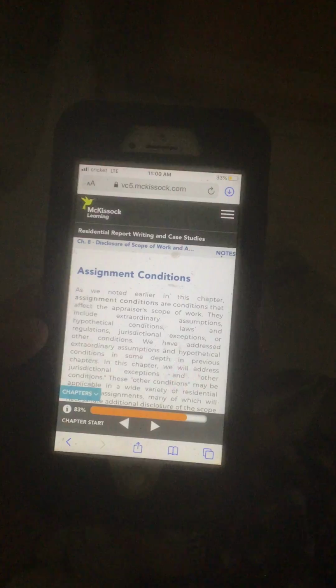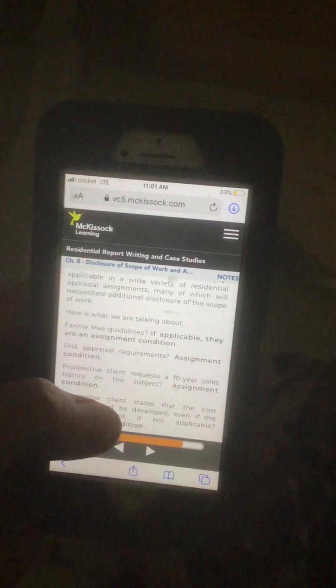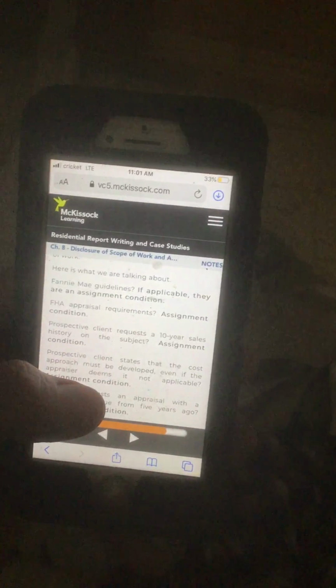They include extraordinary assumptions, hypothetical conditions, laws and regulations, jurisdictional exemptions, or other conditions. We have addressed extraordinary assumptions and hypothetical conditions in some depth in previous chapters. In this chapter, we will address jurisdictional exemptions and other conditions. These other conditions may be applicable in a wide variety of residential appraisal assignments, many of which will necessitate additional disclosure of the scope of work. Here is what we are talking about.